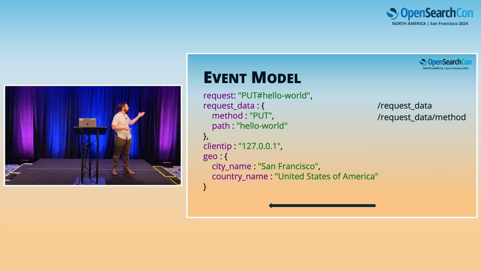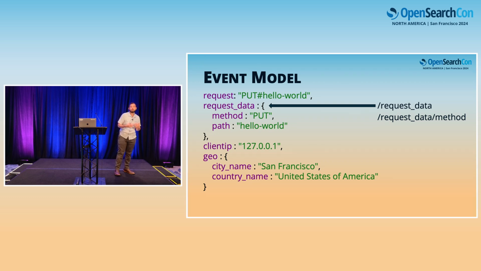So in this case, request data tells us we can get that whole request data object. But if we want to get the request data method and get that put string, we can express it with this request data / method syntax. And that will allow us to get that. So Data Prepper Core provides all these capabilities for us. So you just have to use the basic event model, and then it'll all work for you.